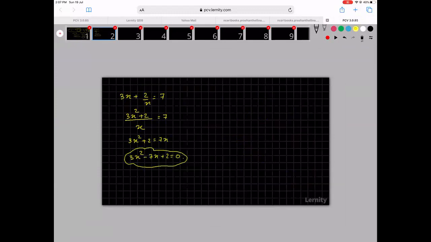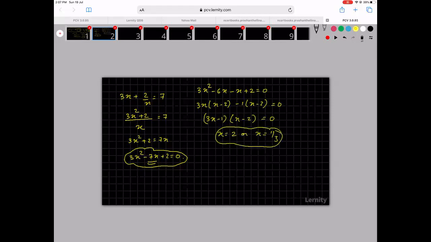Okay, so we solve by our finding of factors method, by splitting of the central term. So you can split the central term. If you split the central term, I can write it as 3x square minus 6x minus x plus 2 is equal to 0. So I am taking 3x common. I'll get x minus 2 minus 1 common. x minus 2 is equal to 0. So I'll get 3x minus 1 into x minus 2 is equal to 0. So x is equal to 2 or x is equal to 1 by 3. Okay, so this is how I did it.